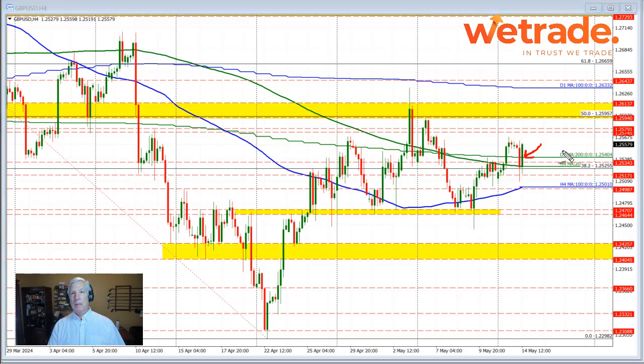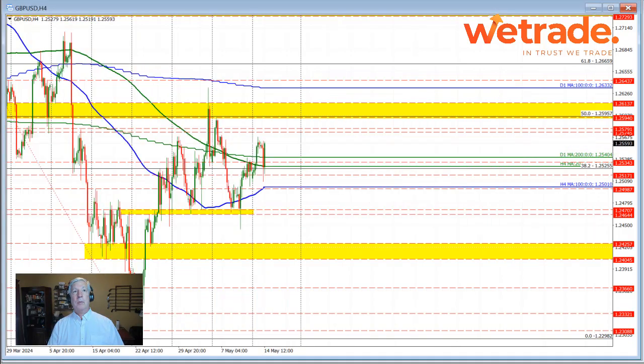As long as the price can remain above that 200-day moving average, the bias remains more to the upside for the sterling versus US dollar. We do have this resistance up here near the 1.2574 to 79 level. Keep that area in mind going forward. And then we'll look toward the 50% midpoint. That's probably going to be a more important level.